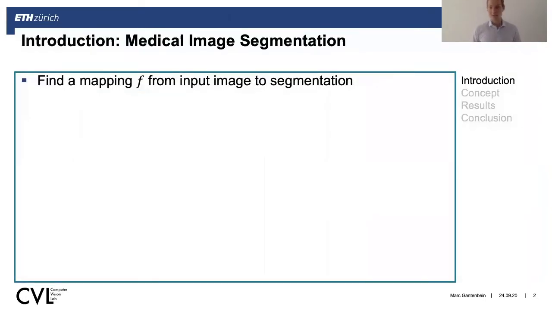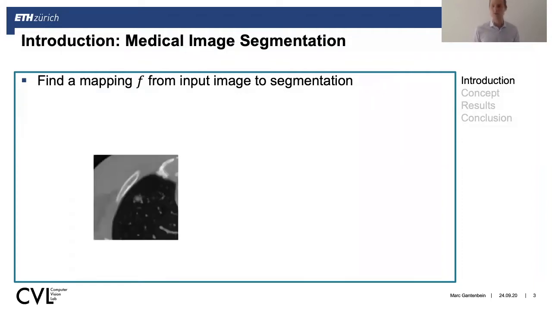Medical image segmentation is usually about finding a mapping F from an input image to a segmentation. So in the medical domain, maybe we're given an image of a CT scan or something similar, and we want to find a certain region of interest. This could be a lesion or a tumor or an anomaly that we want to detect and should be done computationally. So we would then look for a mapping from this image to a segmentation.